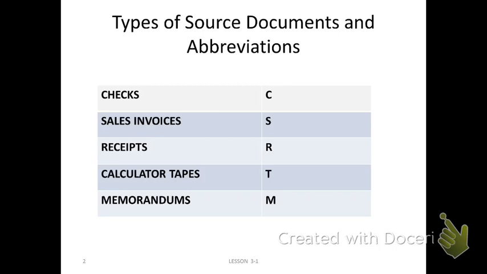So the source documents that we're going to be learning or using in Chapter 3 and for the rest of the book are checks, which in that case the abbreviation for a check is the letter C, sales invoices, which is abbreviated as the letter S, receipts, which are abbreviated as the letter R, calculator tapes, which are abbreviated as the letter T, and memos, which are abbreviated as the letter M.